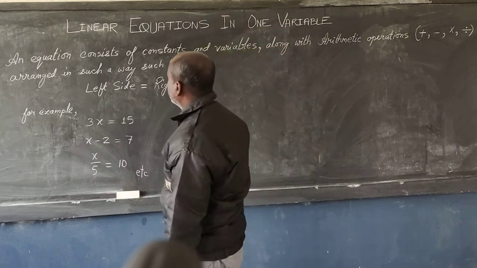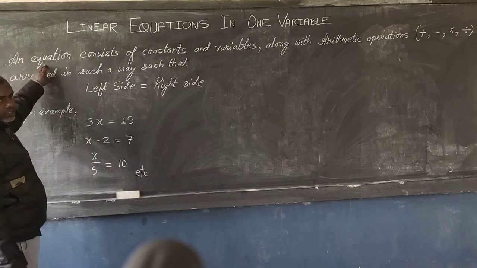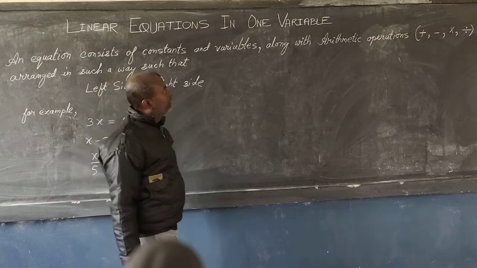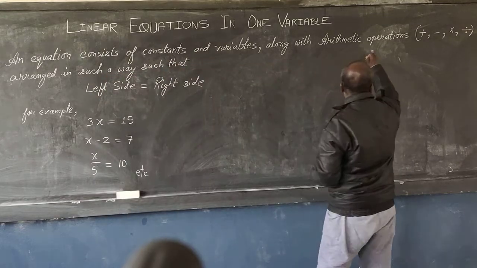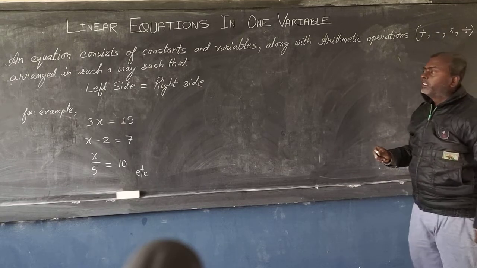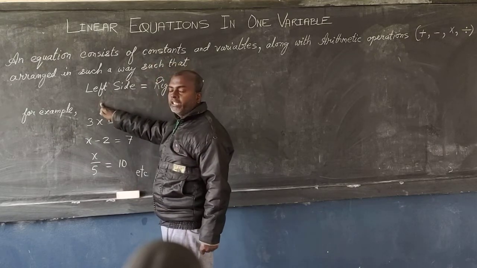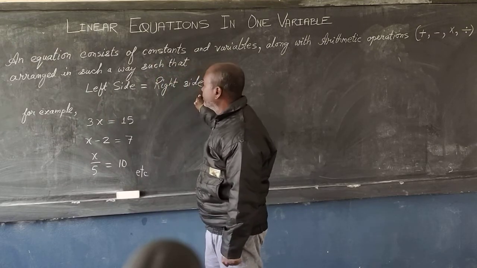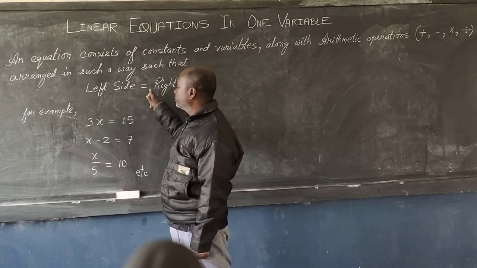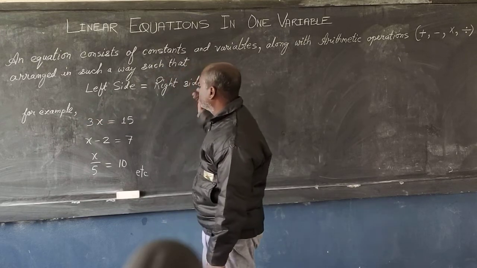So let us now see the definition of linear equations. A linear equation consists of constants and variables, along with the arithmetic operations of plus, minus, multiplication and division. Now they are all arranged in such a way that there is a left side and there is a right side, and in the middle there is an equal to sign. There is a left side of this equal to sign, there is a right side of this equal to sign.